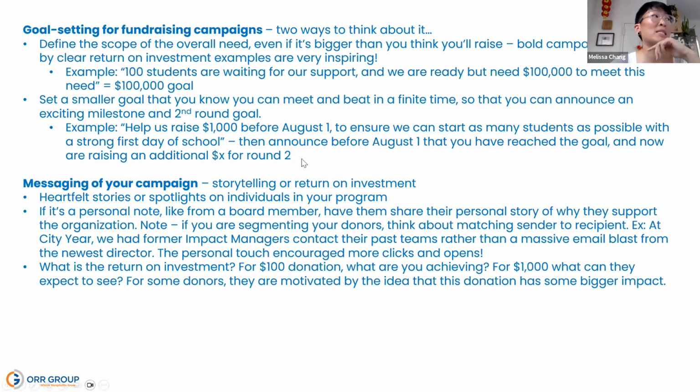Another thing we talked about was messaging for your campaign. When we're boiling down what really matters to put into the content of that email campaign or that one square that is going to be shared a million times, hopefully on Instagram and Facebook, let's think of storytelling or return on investment. Heartfelt stories or spotlights on individuals in your program are the most compelling. A picture is worth 1,000 words. If you can show a heartfelt, actual individual that is served through your programs, that is way better than a massive long text that you're trying to explain a story with.